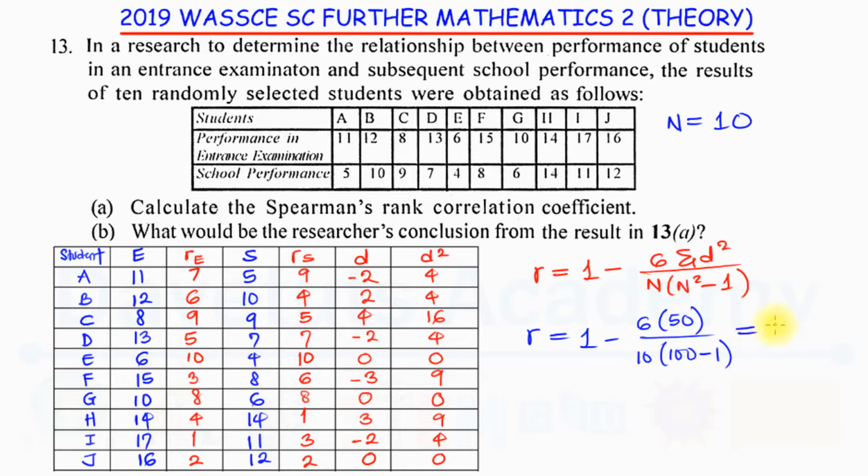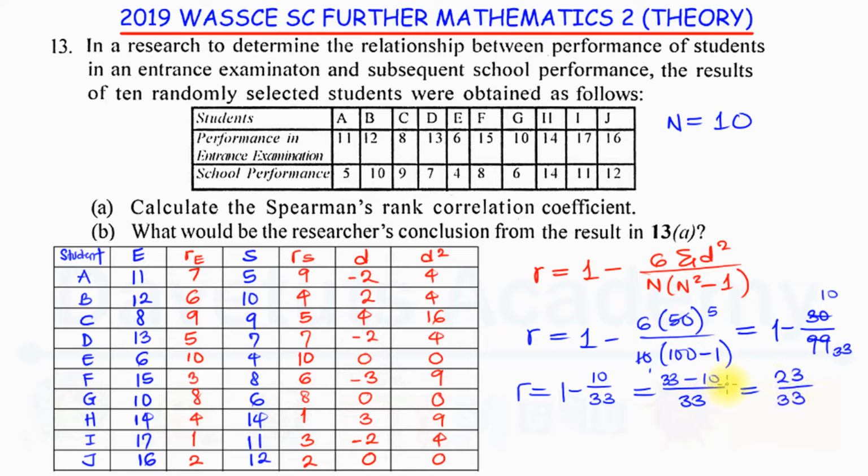You can say, okay, this is now going to be 1 minus, 10 into 50 is 5. 6 times 5 is 30, so this is 1 minus 30 over 100 minus 1, which is 99. 3 can go here, 10. 3 can go here, 33. So we have the ranking to be 1 minus 10 over 33, and that will be 33 minus 10, which is 23 over 33.